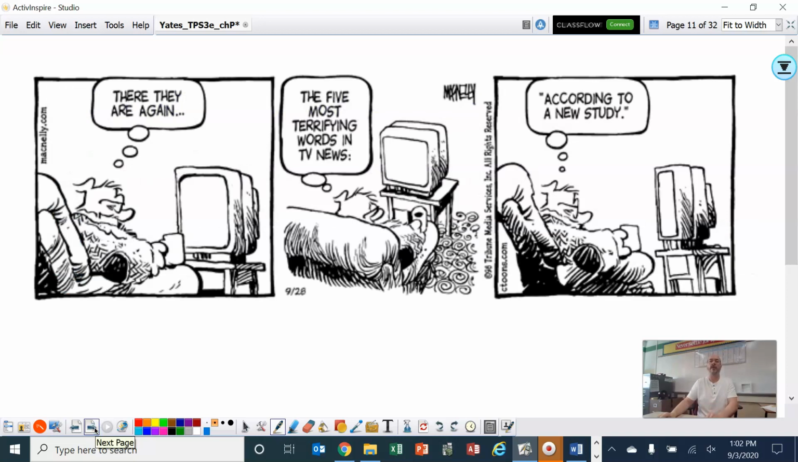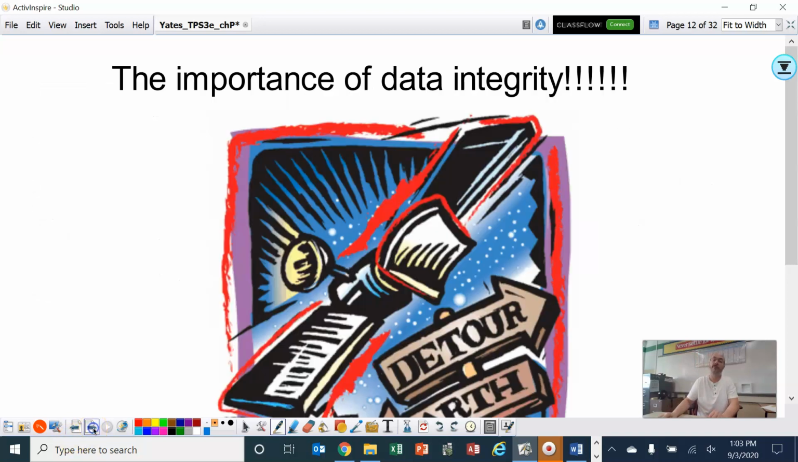All right, another little comic here. There they are again, the 5 most terrifying words in TV news, according to a new study. Boy, isn't that true now even?